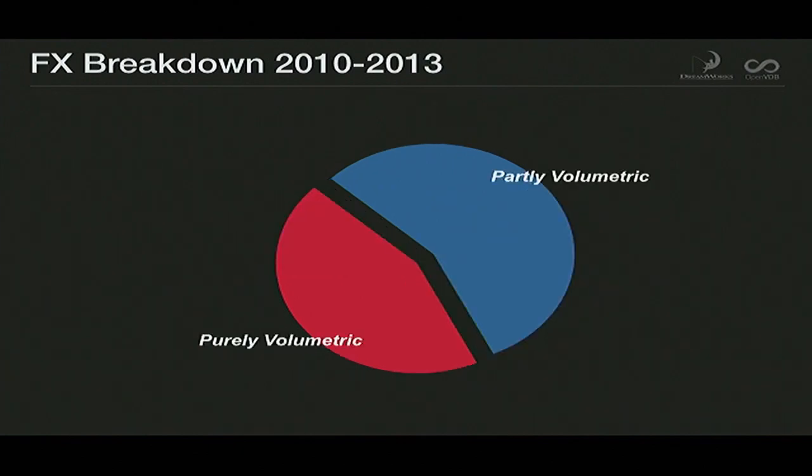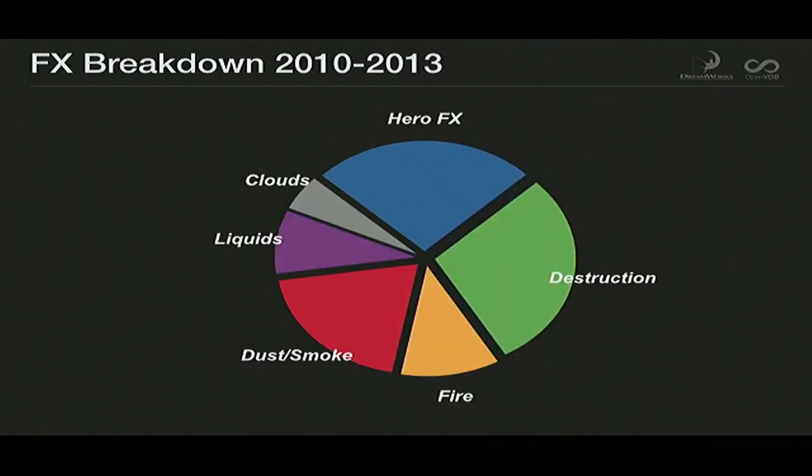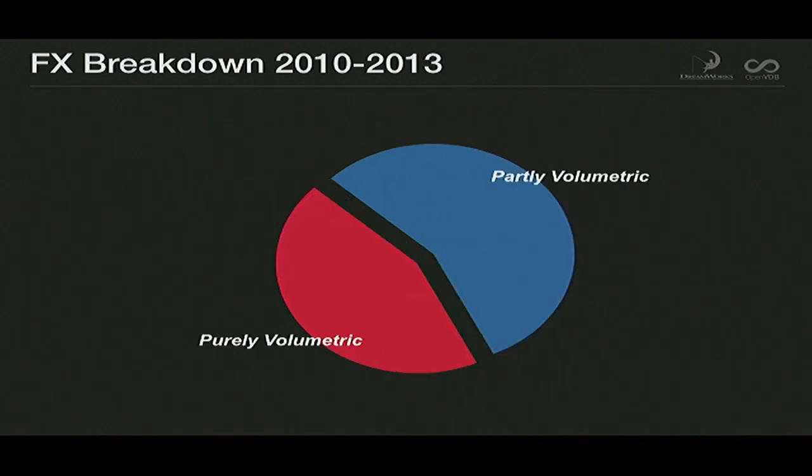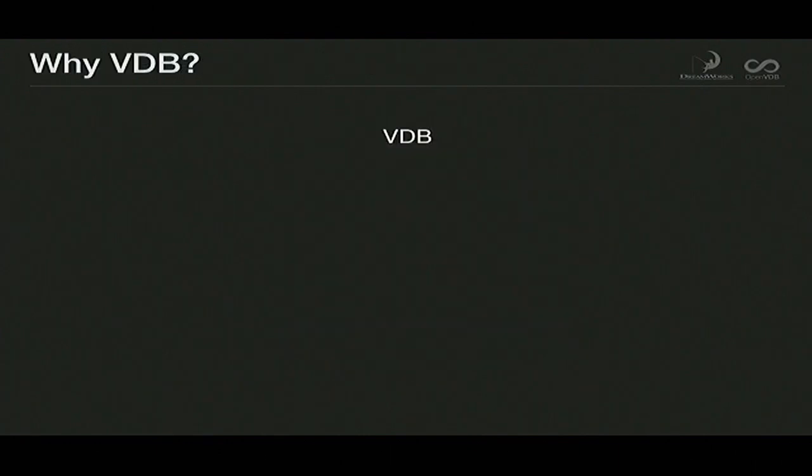But it turns out that a very big portion of these effects are volumetric. If we go back again, you can see we have fire, smoke, liquids, and clouds. Obviously, that's a volume, right? But it turns out even the remaining stuff, the hero effects and the destruction, is typically partially volumetric. So the takeaway message is a lot of what we do is based on volumes. So volumes are incredibly important in movie production, especially in effects. So that's sort of the segue into the main topic of the talk, which is this thing called OpenVDB.